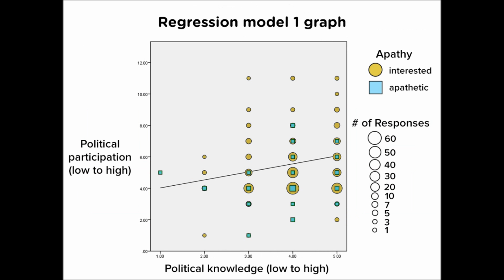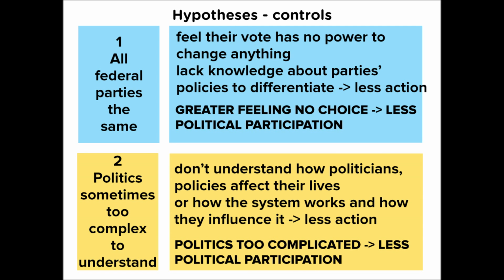The graph of the first regression shows the most significant independent variables of being apathetic versus not, and level of political knowledge. As we can see, as political knowledge rises, so does political participation. What's interesting is there's an overlap in some cases between being apathetic and also having high political knowledge. It shows that some people can know a lot, and perhaps it discourages them, wondering what impact they can have in all of this. Hypotheses for control variables.